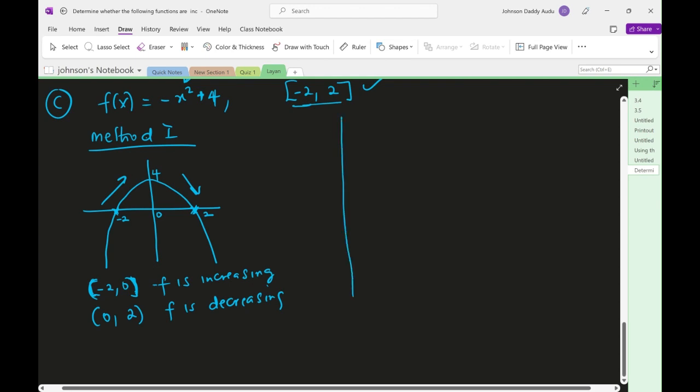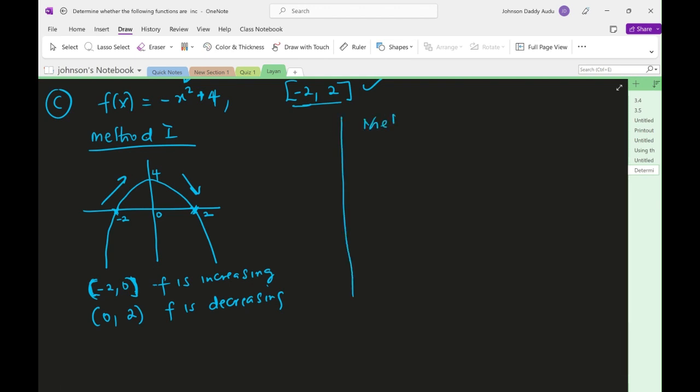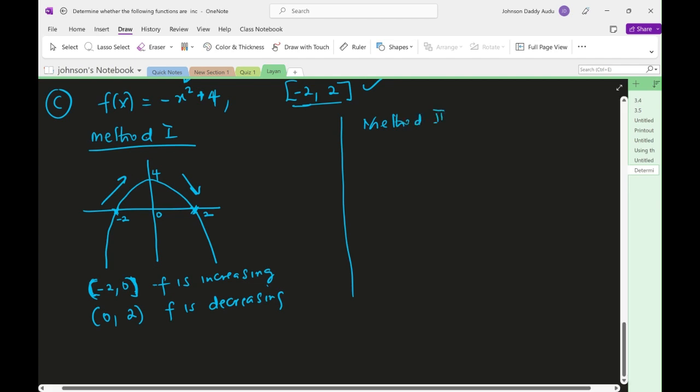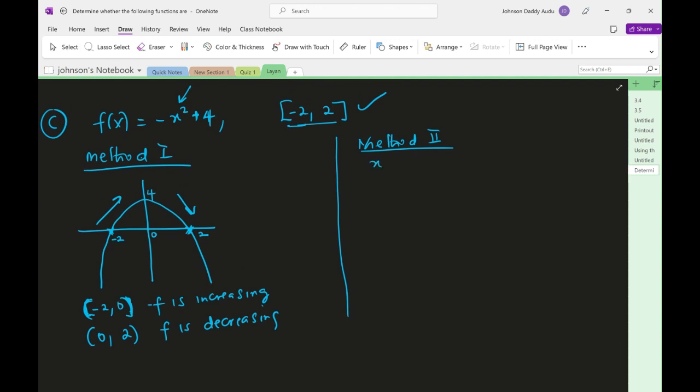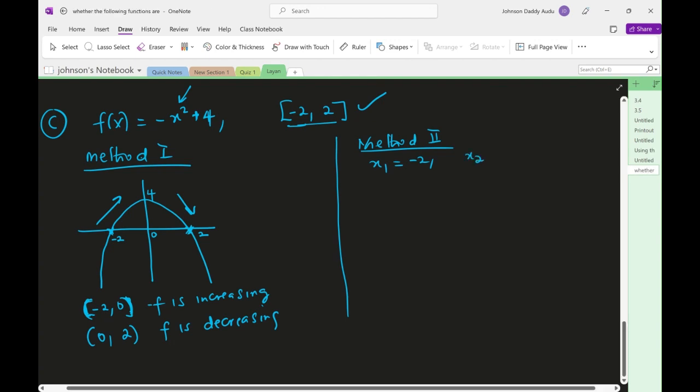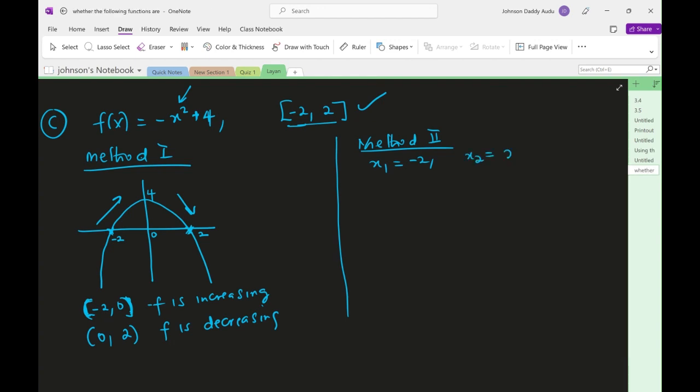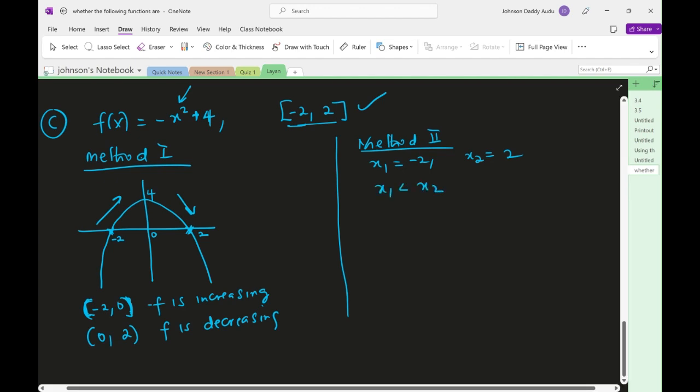So you see the function is increasing and decreasing in this interval. If you try to use method 2, let's say you take x1 to be -2 and you take x2 to be, let's say, 2. So we agree that x1 is less than x2.